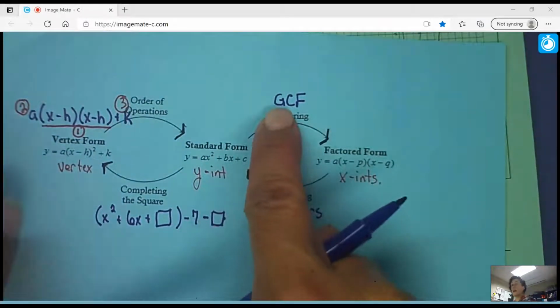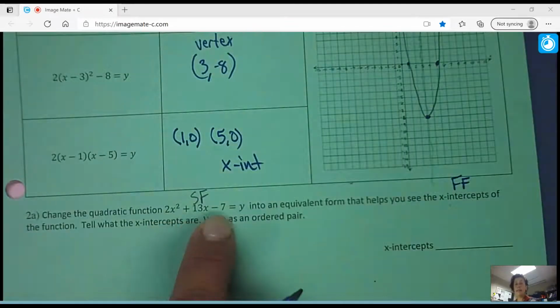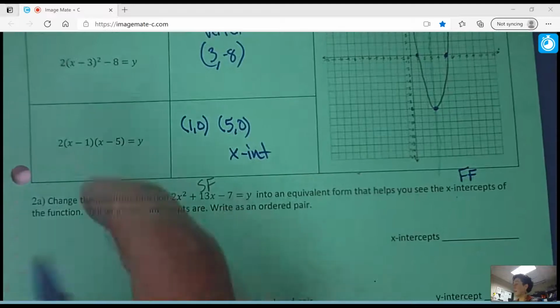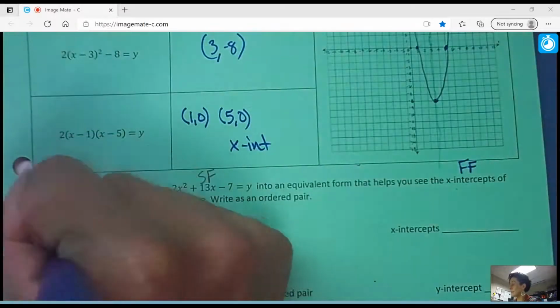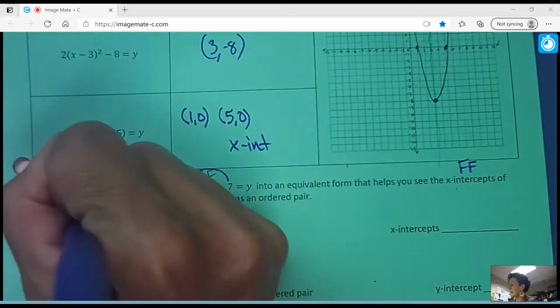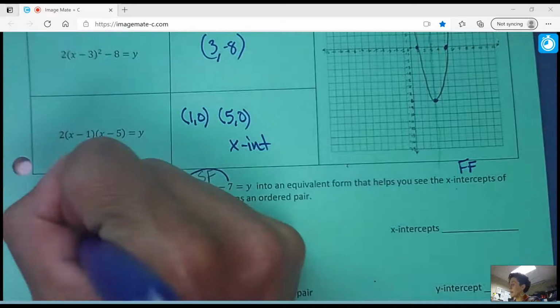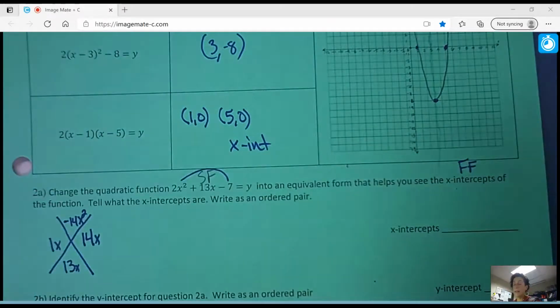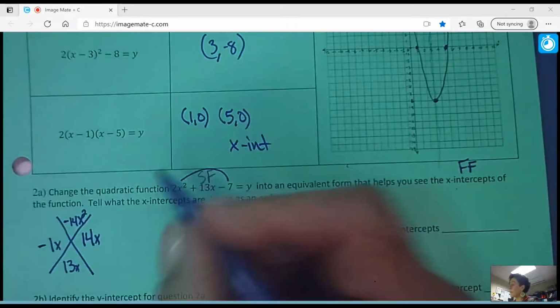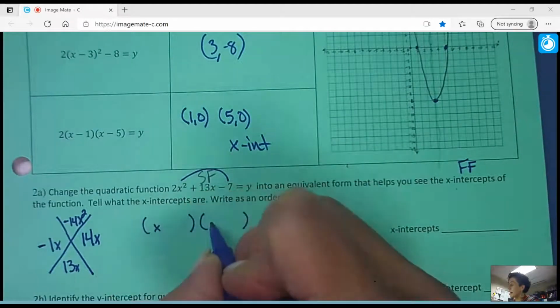And just a reminder, always try the GCF. So when I look at 2x squared, 13x, and negative 7, there is not a GCF, so I'm going to go right into my x. I need factors of negative 14 that get me to 13. And those factors are going to be 1 and 14. And right now the 1 is negative. So I'm going to go to my parentheses. I'm going to drop in those x's.